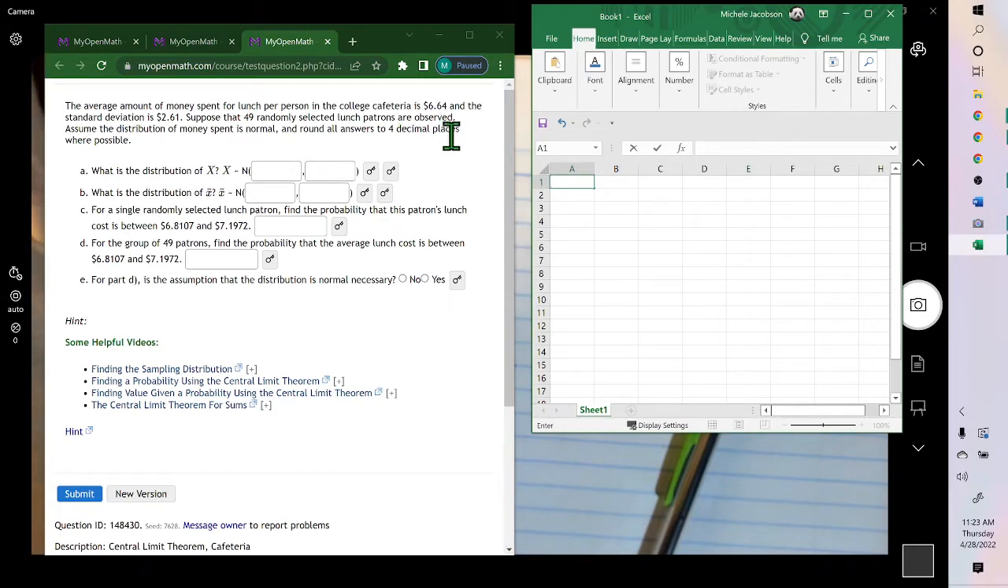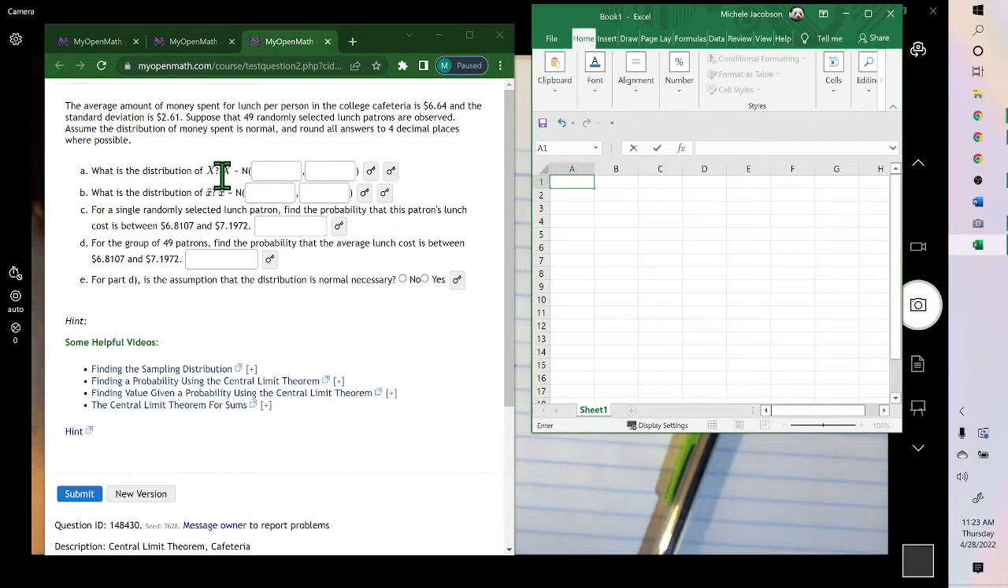is 6.64 and the standard deviation is 2.61. Suppose that 49 randomly selected lunch patrons are observed. Assume the distribution of money spent is normal. Round all answers to 4 decimal places where possible. Okay, so the first one, what is the distribution of x?